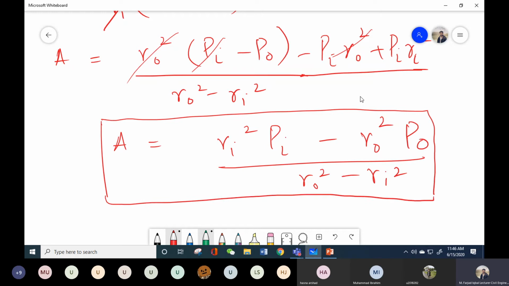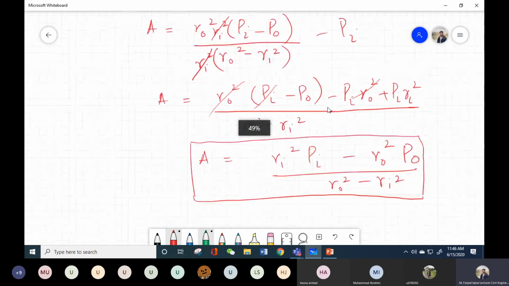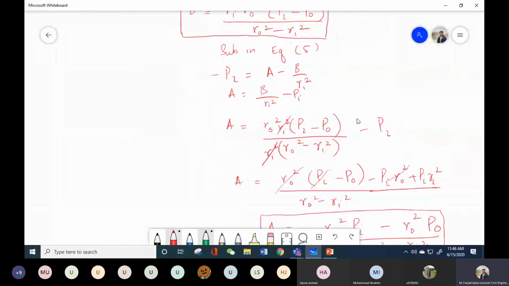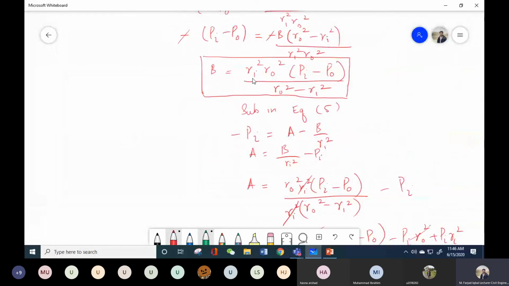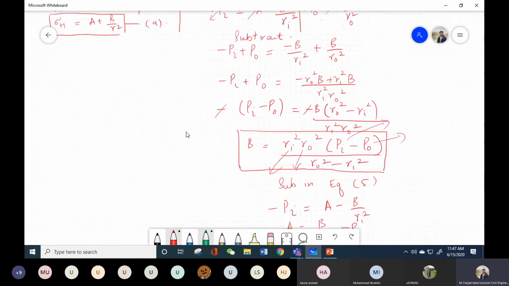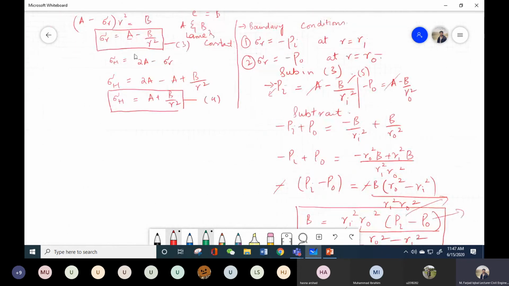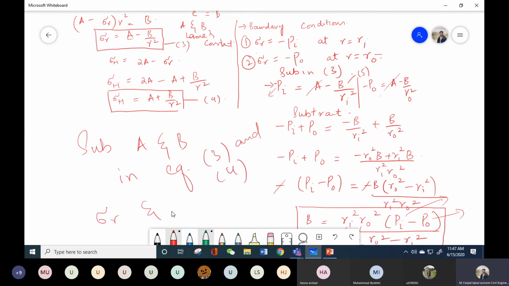Now I have the values of both A and B, which are both constant in terms of internal radius, external radius, internal pressure and external pressure. So I don't have to apply the boundary conditions for different types of questions. If I substitute this value of A and B into equations 3 and 4, I will get this sigma R and sigma H.